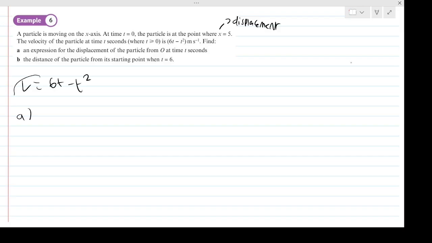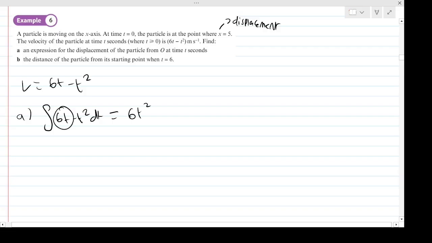Well, we've got the velocity, but it wants me to find the displacement. So I'm going to need to integrate, right? If I integrate my velocity, 6t minus t squared dt, if I integrate 6t, that'll go to 6t squared, because the hidden power is 1, I add another 1 to get 2, then I divide by the new power 2. Then minus t squared will go to minus t cubed, then I divide by 3, again dividing by the new power 3 by adding 1 to the power. And then I have my plus c on the end.